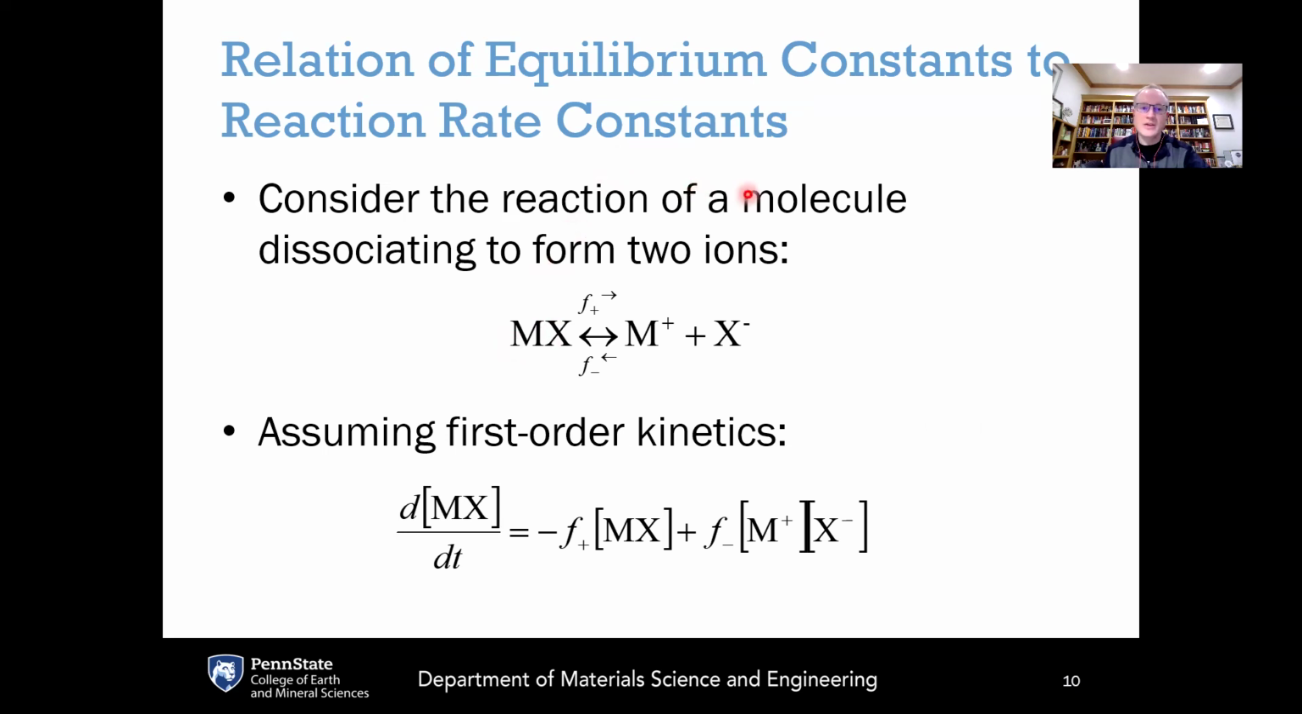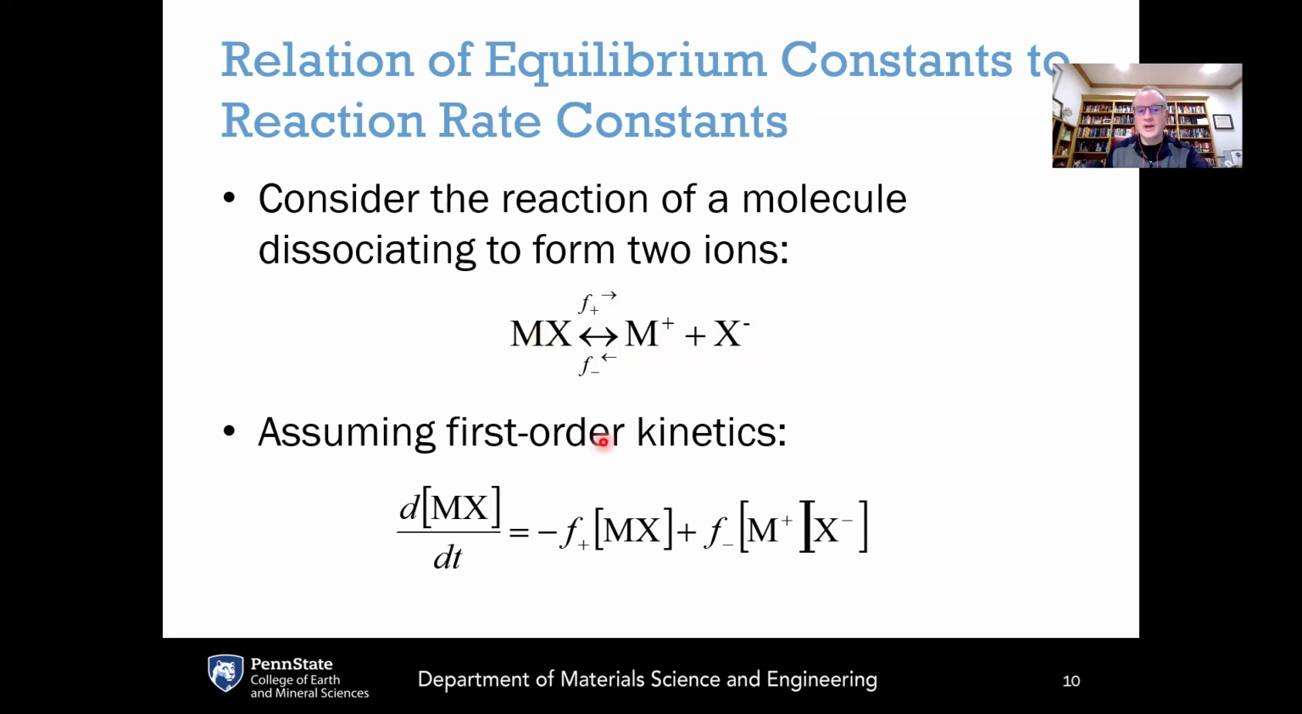So if we consider the reaction of a molecule dissociating to form two ions, we can consider that there is a forward rate of reaction here, F plus. This is what is driving the reaction in the rightward direction. So this would be driving the dissociation of the MX compound to form the M plus cation and the X minus anion. At the same time, there's also a rate of the reverse reaction, F minus, and that's driving the reaction leftwards. So taking these ions and putting them together to form this compound MX.